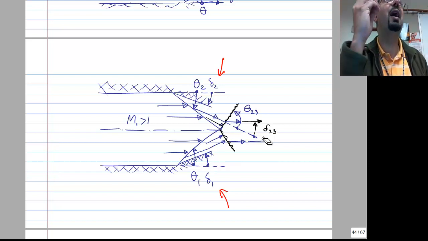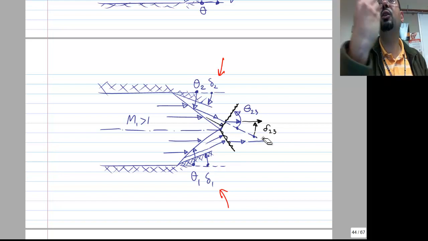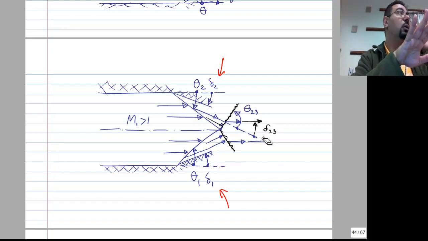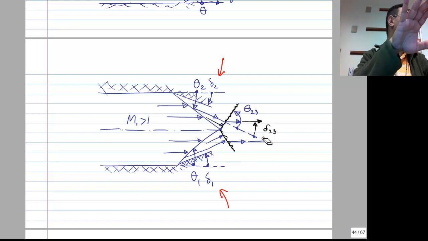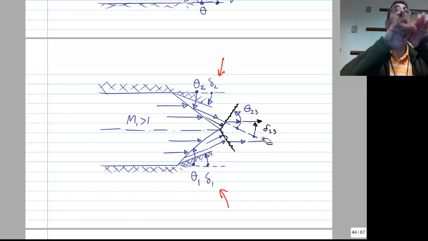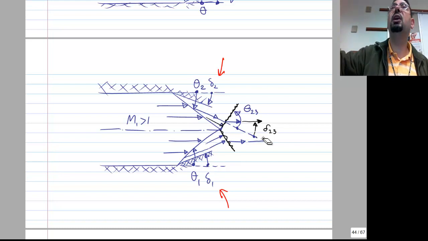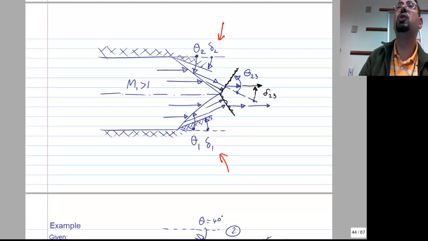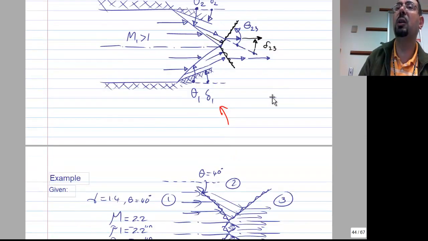Excellent. They will have to have the same pressure. The upper and the lower part should have exactly the same pressure. Because if they don't have the same pressure, they will change direction. The one with the higher pressure will push on the one with the lower pressure, and they will change direction until they have one common direction with one common pressure. Right? Those two things that are common, that's how we're going to solve them, actually.